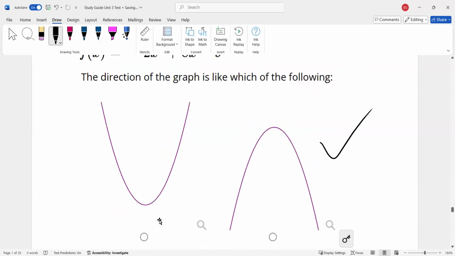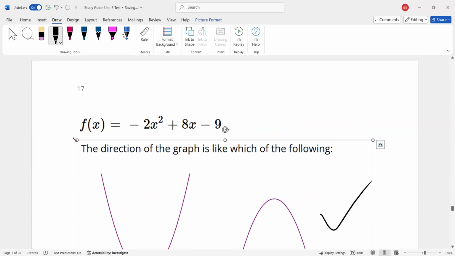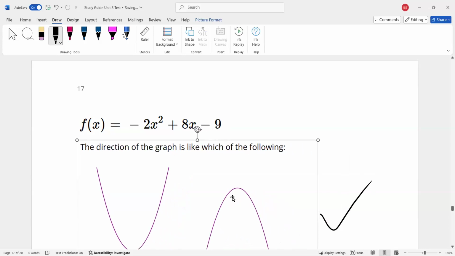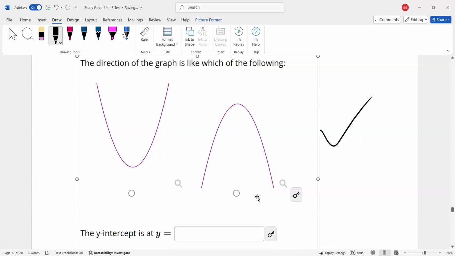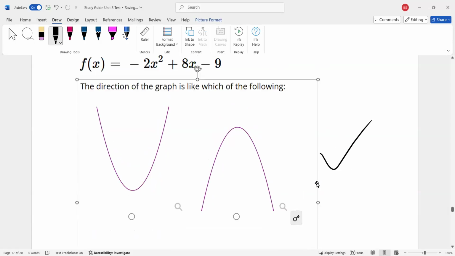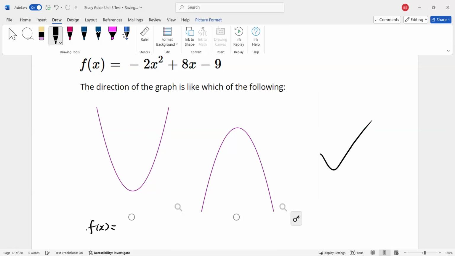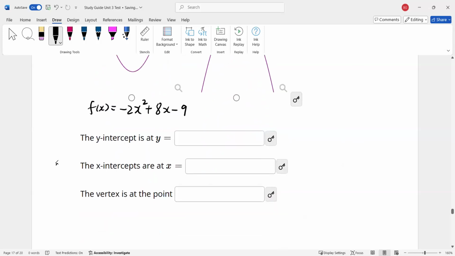And the y-intercept is, oh, we have to figure that out. Let me make it smaller. I mainly want to know the function. I can see it. So the function f of x, I'm going to rewrite it. f of x equals negative 2x squared plus 8x minus 9. Okay? So we know the direction of the function opens downward. Next part, find the y-intercept, and find the x-intercept, and find the vertex.